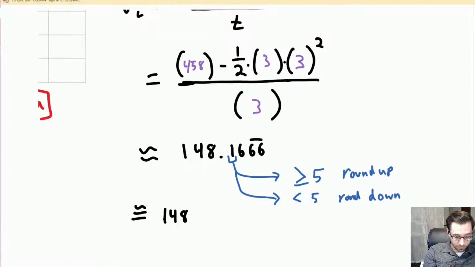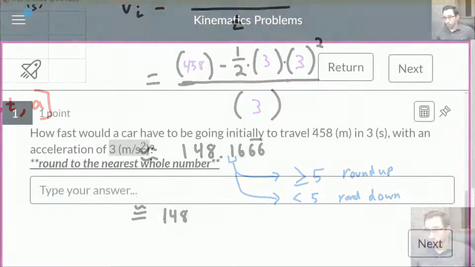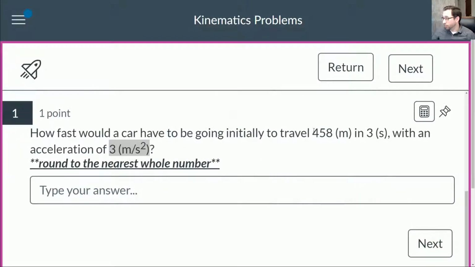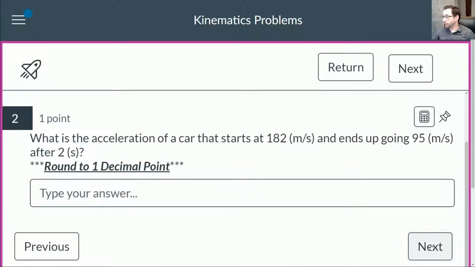All right. And then when we actually put the answers in, you do not put the units. You just do 148, and then I hit next. Cool. Are there any questions about that at all?